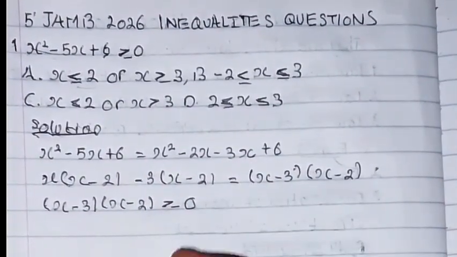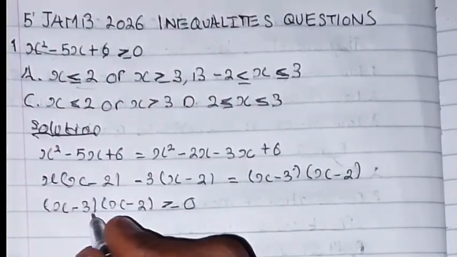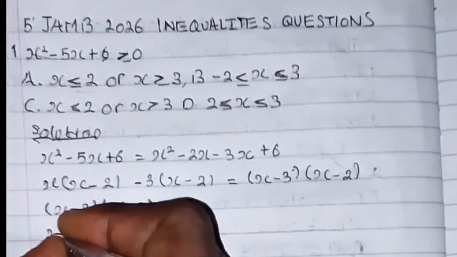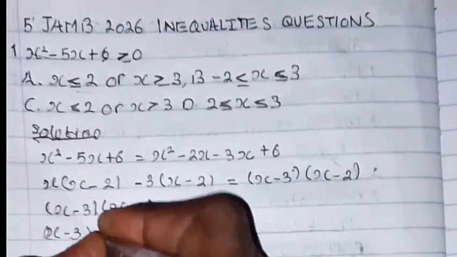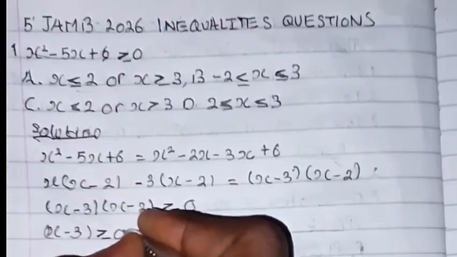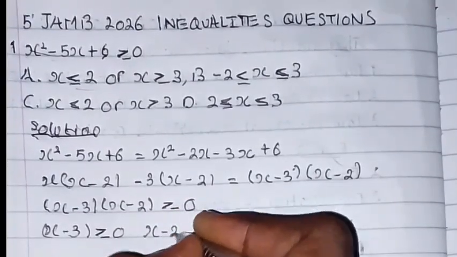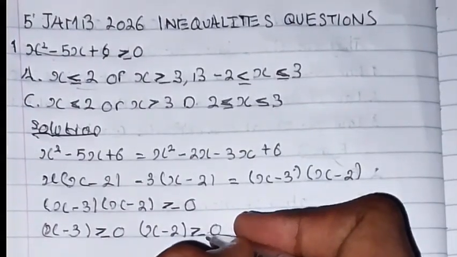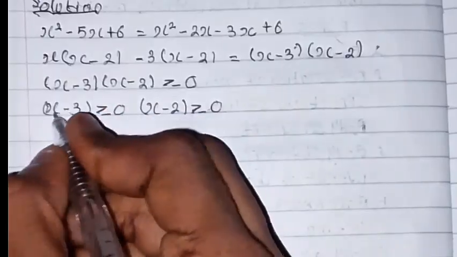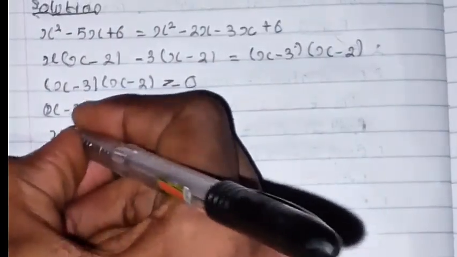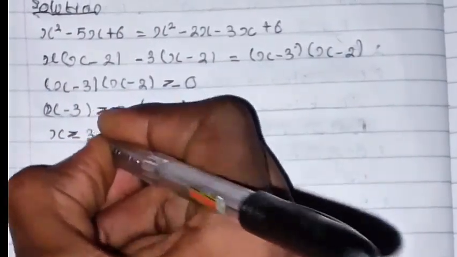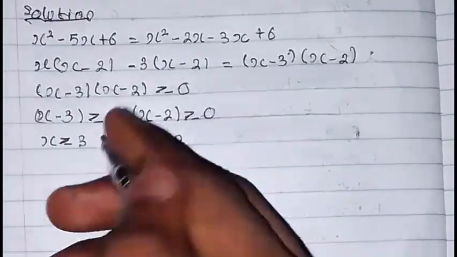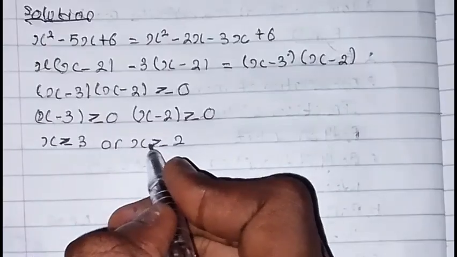Now, this is just one part of it, finding the roots. Obviously, we are going to have to separate this into two: x minus 3 greater than or equal to 0, and x minus 2 greater than or equal to 0. Here we will obtain x greater than or equal to 3 or x greater than or equal to 2. Come on, answer: x greater than or equal to 3 or x greater than or equal to 2.